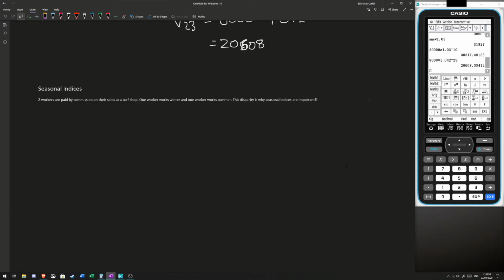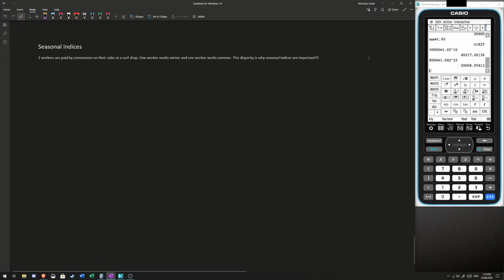Even in year 12, I've had to think about when people are going to be needing exam help. And of course, it's when we're very close to the exam, so it's now. So hopefully you guys understood seasonal indices the first time around, but if not, that's why we're doing this now.